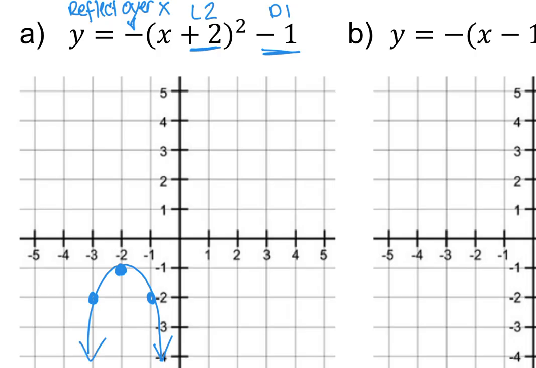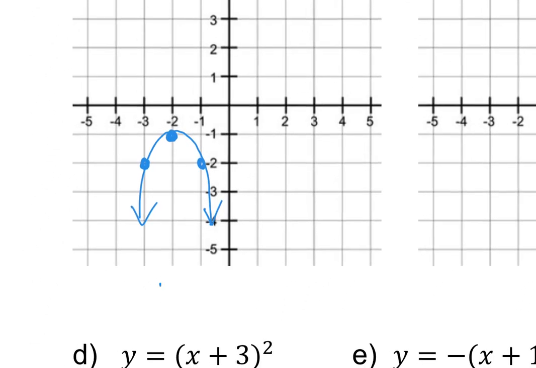Now, is there a maximum or minimum on this parabola? Maximum. There's a max, right? So max of what? Yes, of -1. Very good. There's that -1 right there.